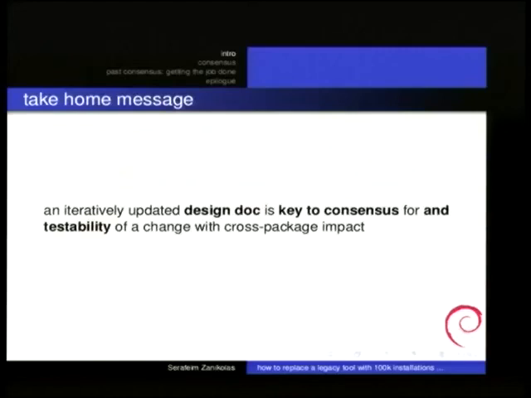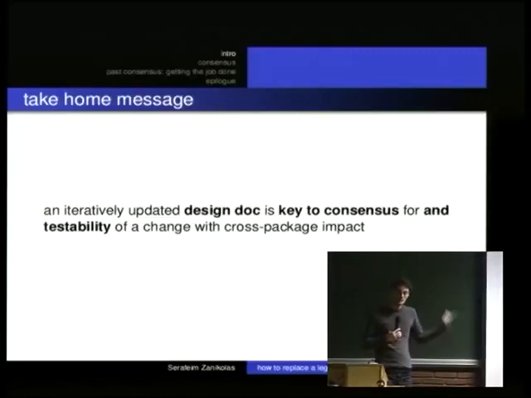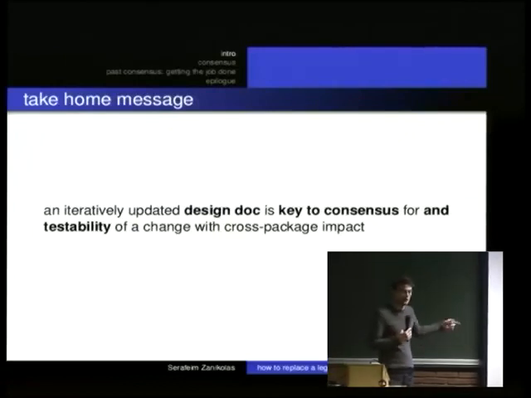And this is the message I'd like all of you to go away with at the end of the talk. So the idea is that in replacing a tool with a large number of installations and a large number of reverse dependencies, something that helps a lot is having a design document to describe the new tool, and having a written description of the new tool is key for getting to consensus, for convincing the people that we have to update the packages to use the new tool.